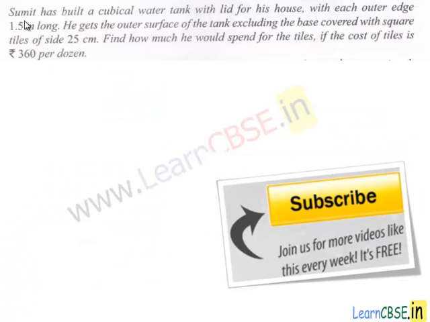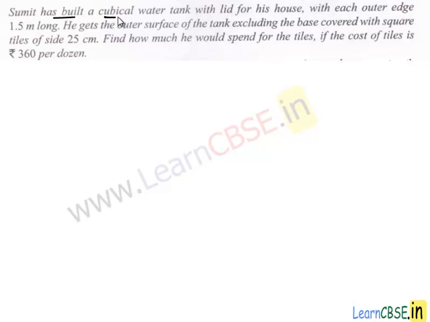Let's move to the next question. In this question, Sumit has built a cubical water tank with lid for his house, with each outer edge 1.5 meters long. He gets the outer surface of the tank, excluding the base, covered with square tiles of side 25 centimeters, and we have to find how much he would spend for the tiles if the cost of tiles is 360 rupees per dozen.